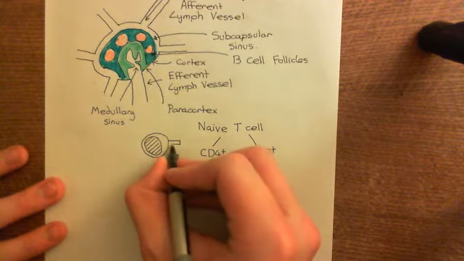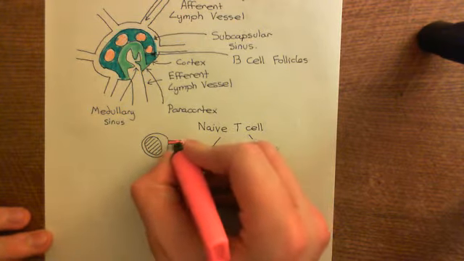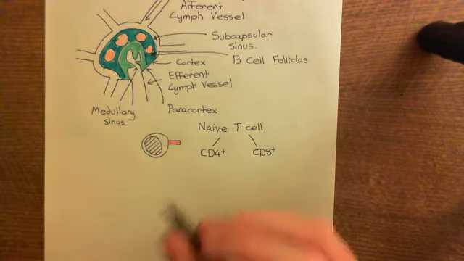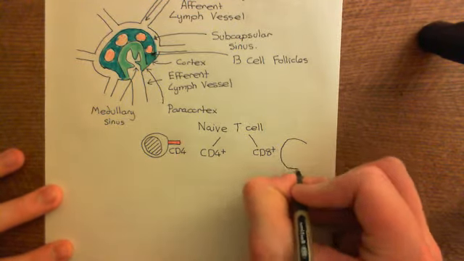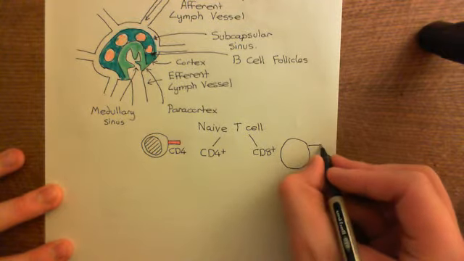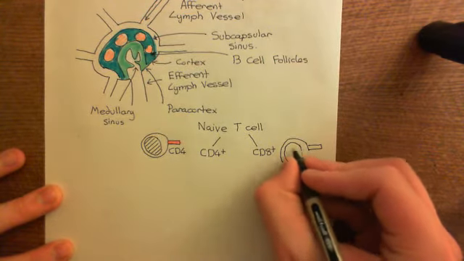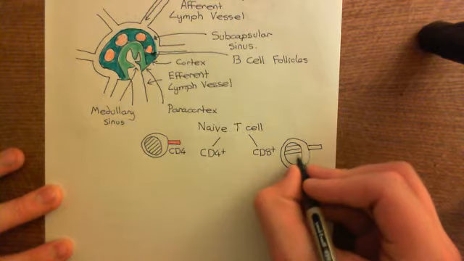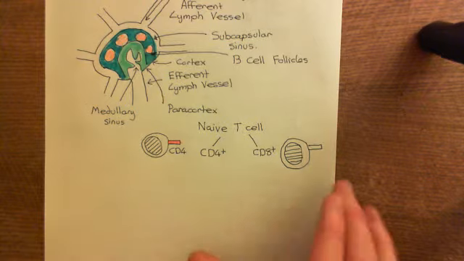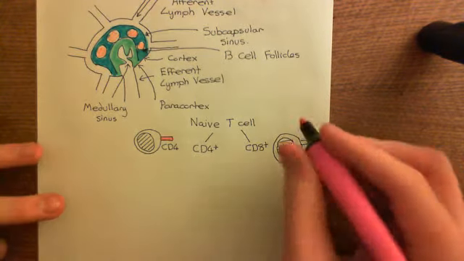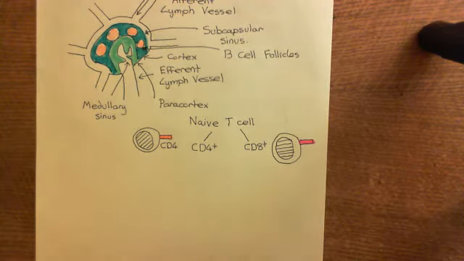CD4 positive naive T cells have CD4, a protein on their surface in the membrane, basically. So let's say this is CD4. CD8 positive naive T cells do not have CD4 on their surface, and instead have CD8. So no naive T cell has both CD4 and CD8. In the developmental stages, they can have both, but these are mature naive T cells, okay? So they will have one or the other.